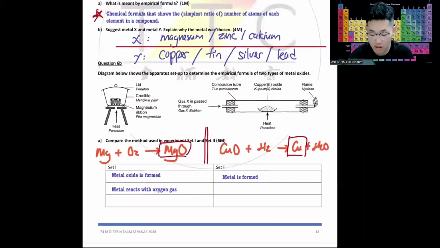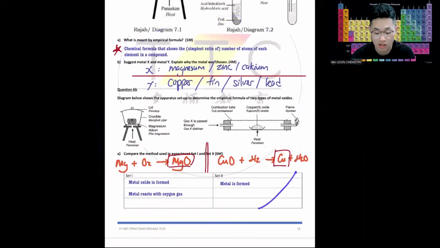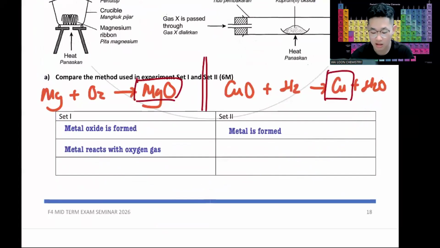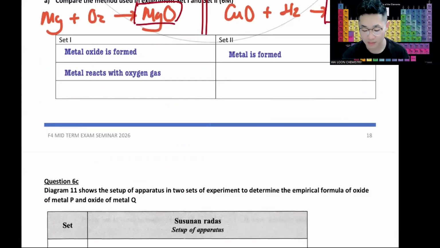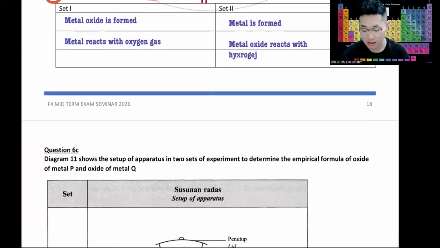Chemistry essay question looks like this, just like this. It is not like writing a composition. It is just like a longer question. You just answer it normally. And then this one is metal oxide reacts with hydrogen gas.